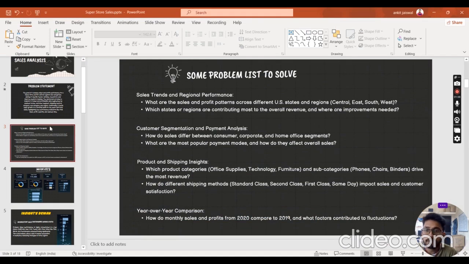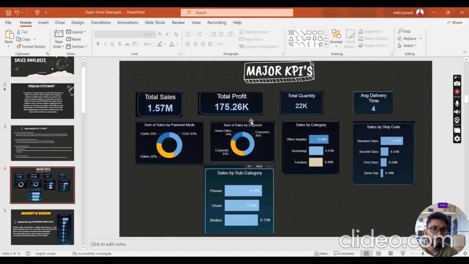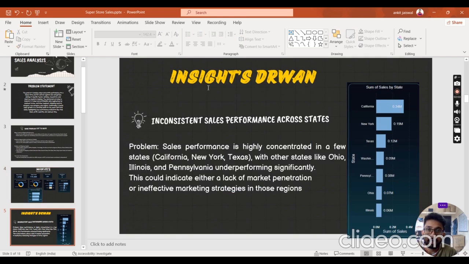First, let's move towards the analysis. These are the major KPIs that I found in this particular data set, and I took out subcategories. As you can see, the larger number of payment methods is COD. Subcategory office supplies are shipped and sold a lot. Then phones are being sold very high. All the people over there in the whole country are using phones too much. Now let's look at the insights I have drawn from this dashboard.